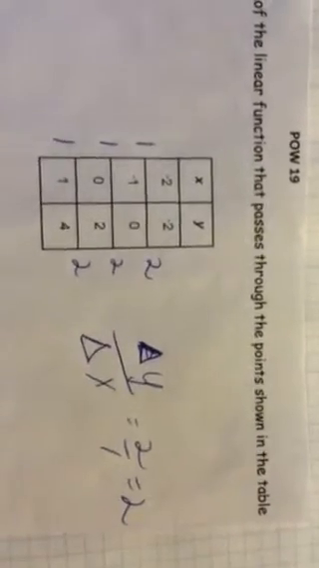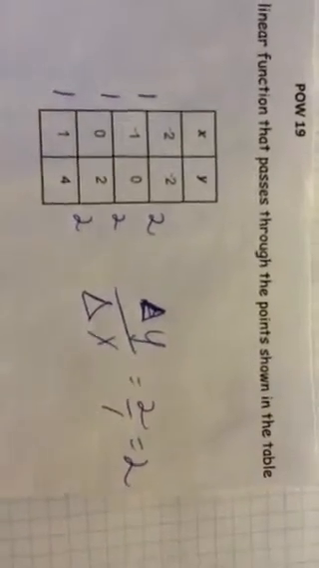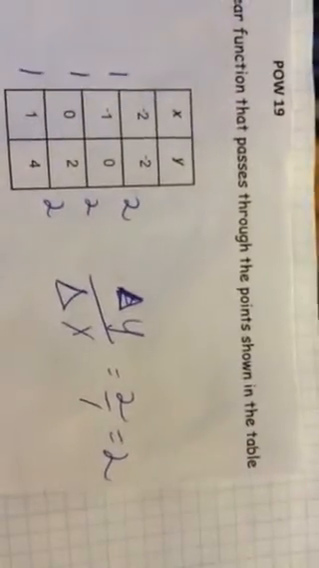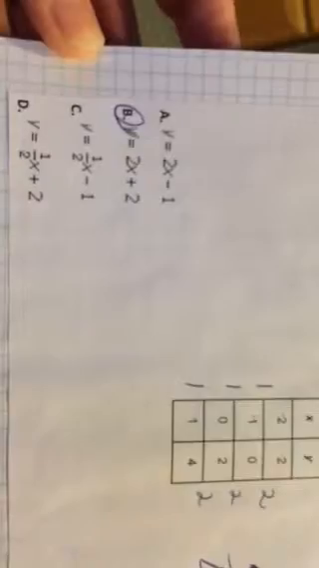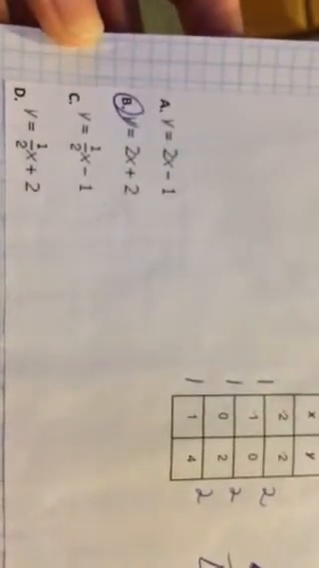And when you do that, you find your y's are changing by 2 every time. And the x's are changing by 1 each time. So your slope is 2 over 1, which is 2. So we know that's going to be the mx part of our choices that we pick. So now we're down to A and B.